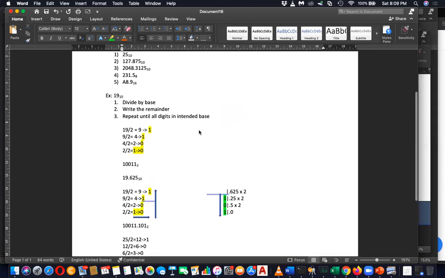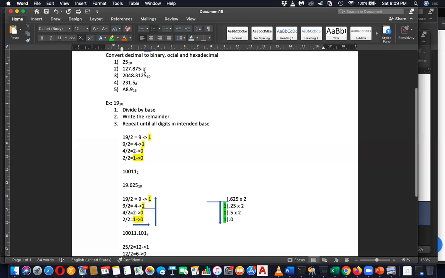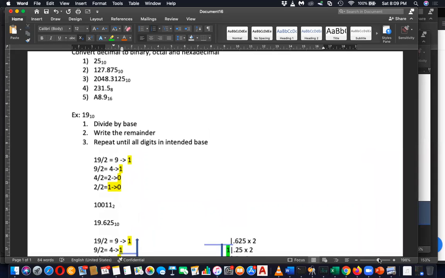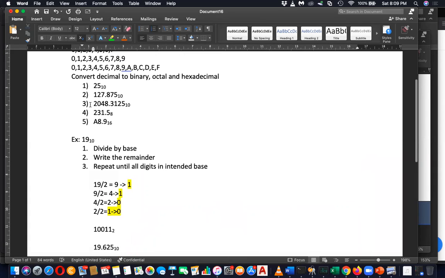Let's do this one quickly, and then I can understand whether you understood the concept or not. Both this one and this one, both 2 and 3. Quickly do both 2 and 3.